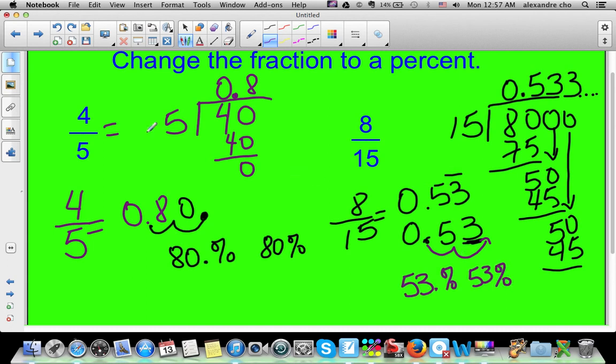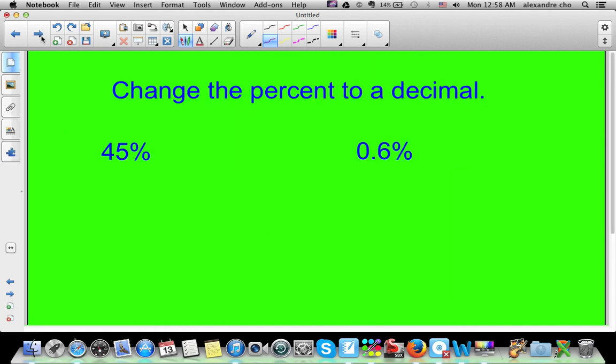Okay? And we have one more. Yes, change the percent to a decimal. Okay. Change the percent to decimal is backwards. Step 1, eliminate the percent sign. Step 2, press pause, which I forgot to tell you. Okay, so take a couple of minutes, do it, come back.